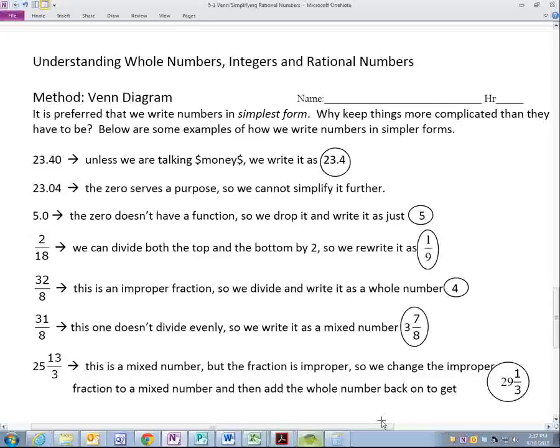It is preferred that we write the numbers in simplest form. I'm on the next page. Why keep things more complicated than they have to be? Below are some examples of how we write numbers in simpler forms. This is stuff that you already pretty much know.